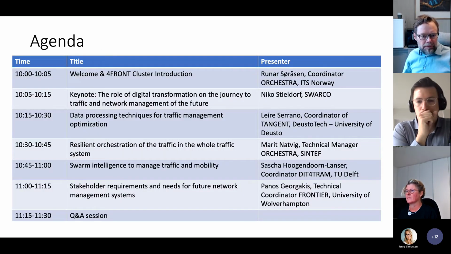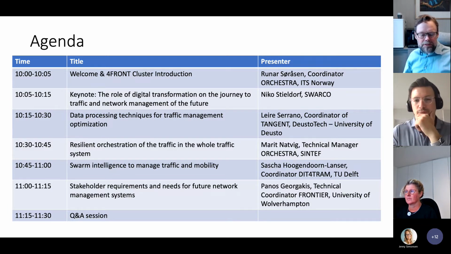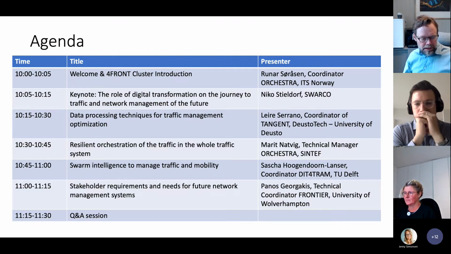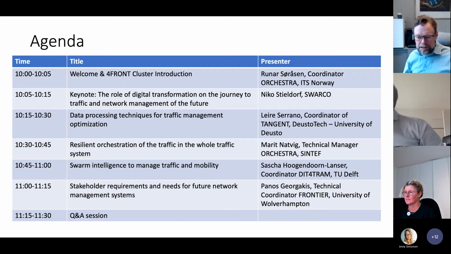This is the agenda for today. I will have a short introduction to the 4Front cluster of projects. Then we are happy to have a keynote speaker, Nico Stieldorf from Swarco. And then Leire Serrano will present data processing techniques for traffic management optimization, followed by Marit Natvik to present resilient orchestration of the traffic in the whole traffic system. And then Sasha Hugendorn Lancer will present swarm intelligence to manage traffic and mobility. And the final presentation will be by Panos Georgakis, stakeholder requirements and needs for future network management systems. And as I said, we will end the session with a question and answer part.